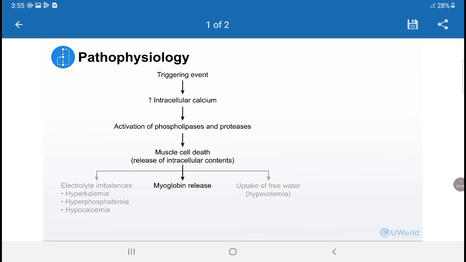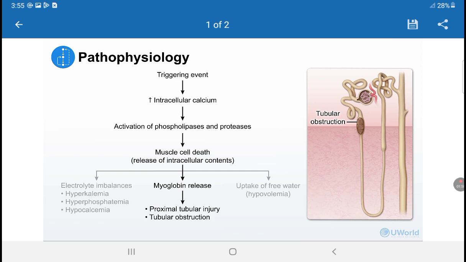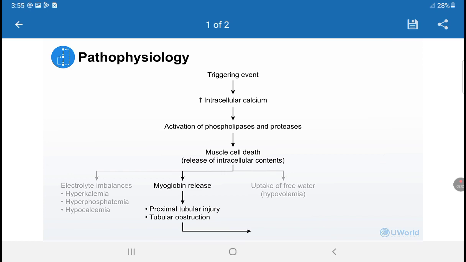Myoglobin, a heme-containing protein that serves as an oxygen reservoir, is also released by degenerating muscle fibers. Myoglobin is toxic to the kidney and can cause proximal tubular injury as well as tubular obstruction due to formation of heme pigment casts. Myoglobin-induced acute kidney injury is frequently exacerbated by volume depletion and the resulting renal ischemia.